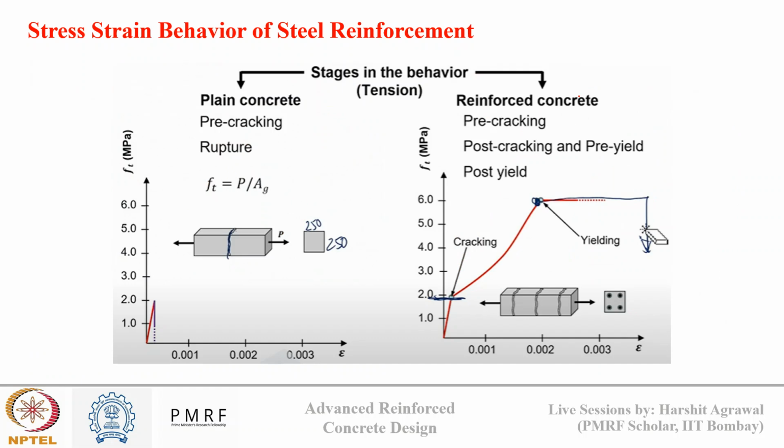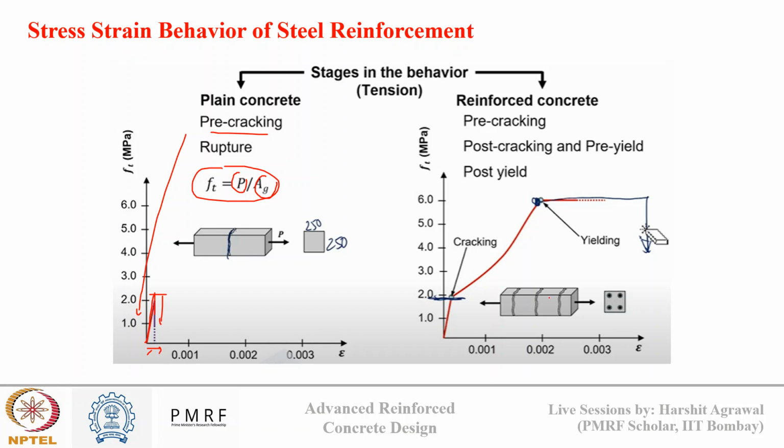This slide explains the tensile behavior of concrete for both plain and reinforced concrete. On the left you can see plain concrete. Its tensile strength is given by the load taken upon the area of concrete. We can see this behavior is quite brittle from this curve, with very small stress increase and very small strain capacity. In the pre-cracking stage, the material resists the tension linearly. However, as soon as the tensile strength is reached, there is a rupture with no significant deformation in the system. That means the system will fail almost immediately after cracking.